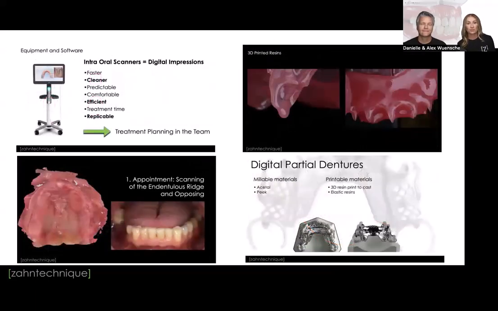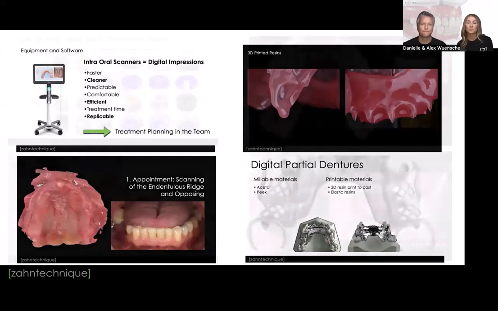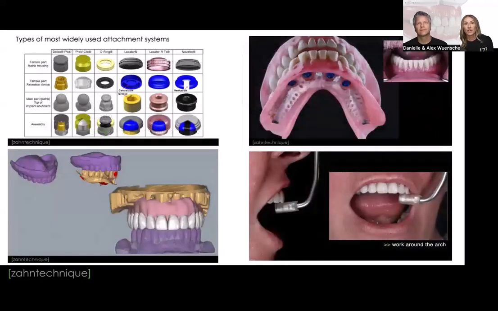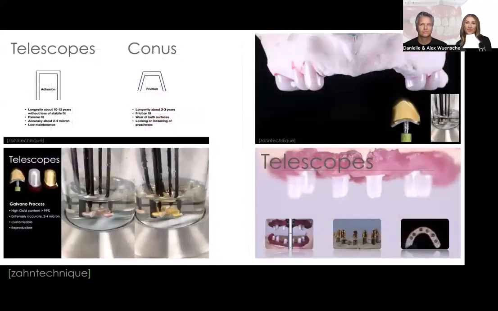In the following module, we talked about digital dentures and the digital equipment needed for fabricating them, and some materials for printing and milling. Then we talked about attachments and different attachment systems, and Alex's favorite, telescopes, and their fabrication.